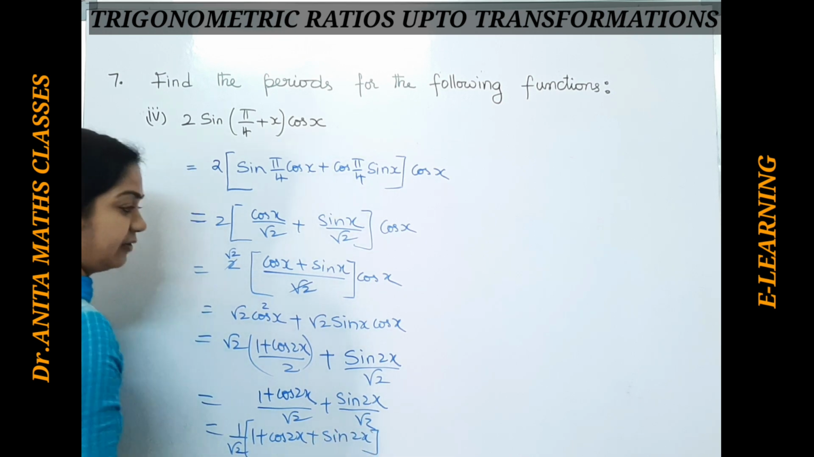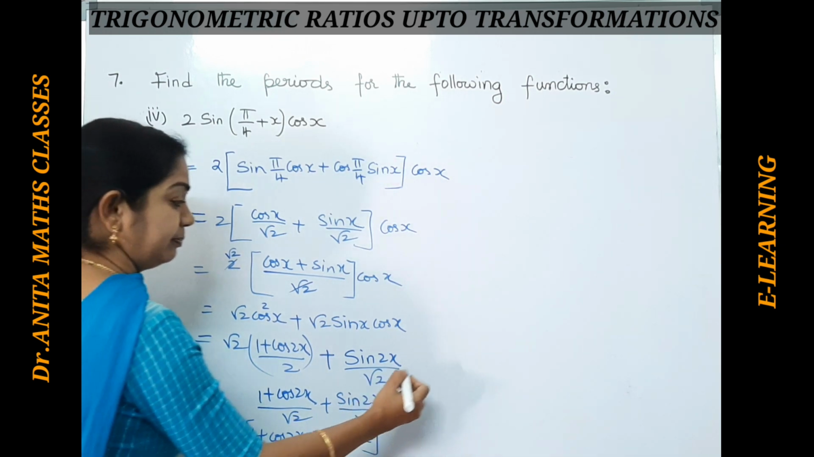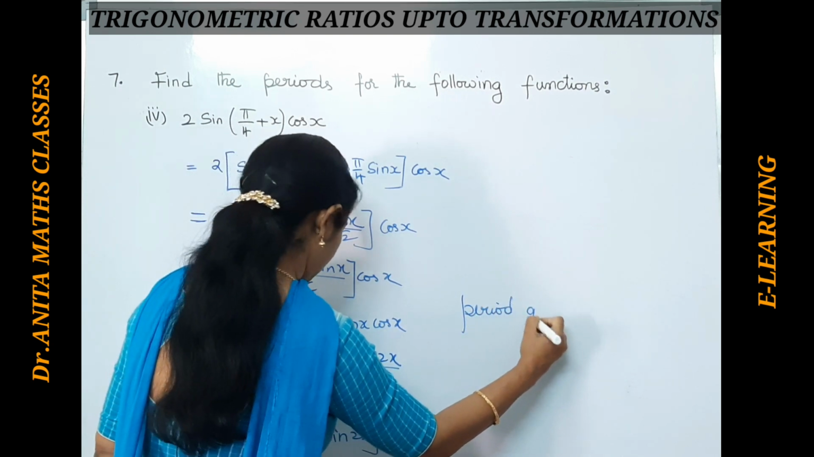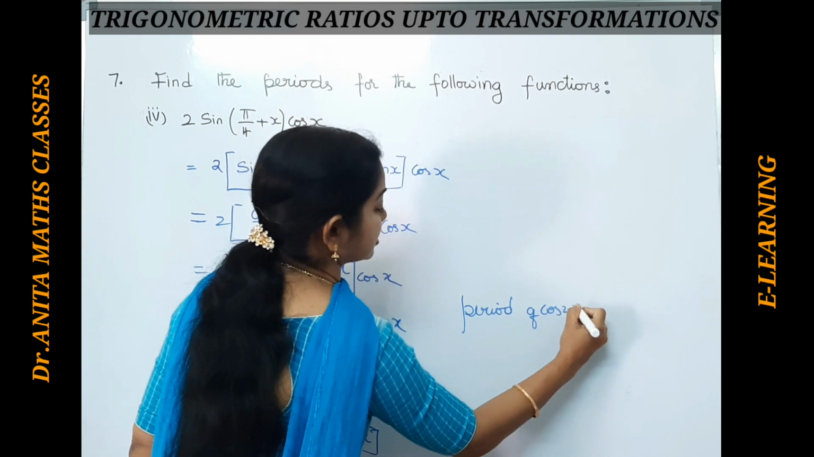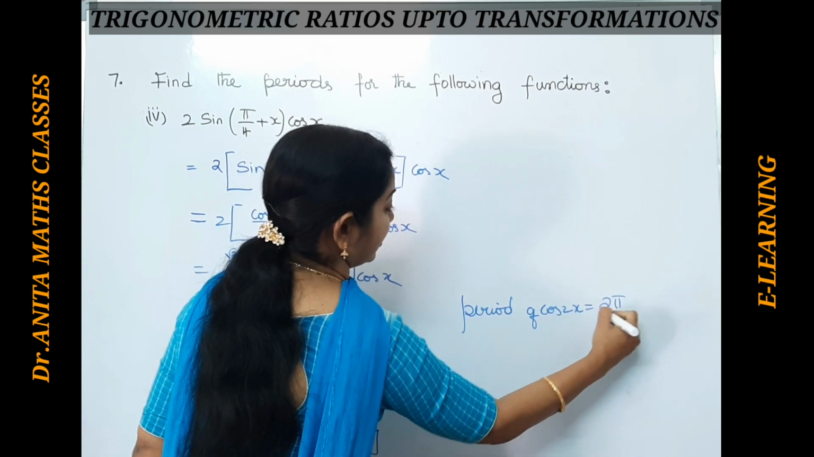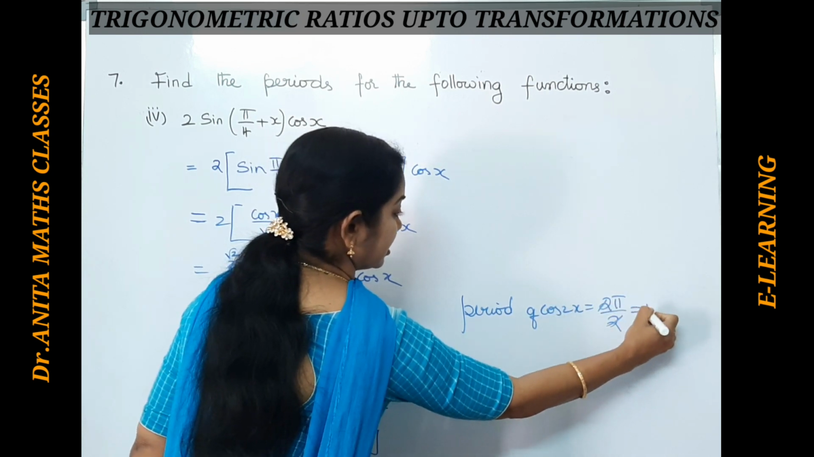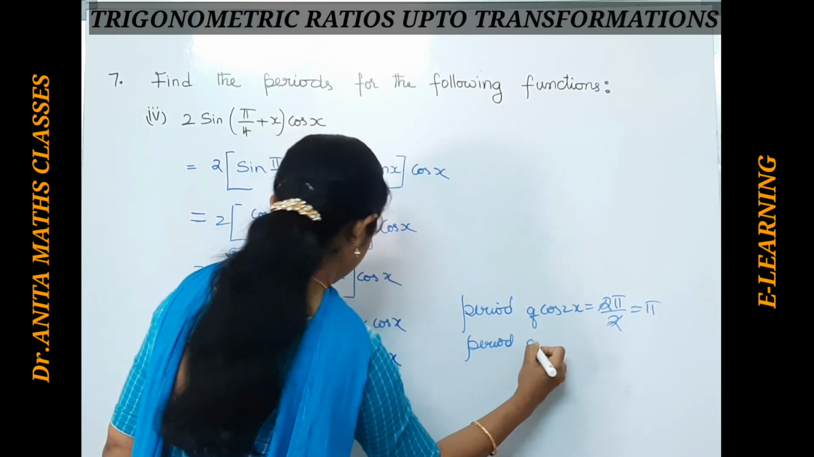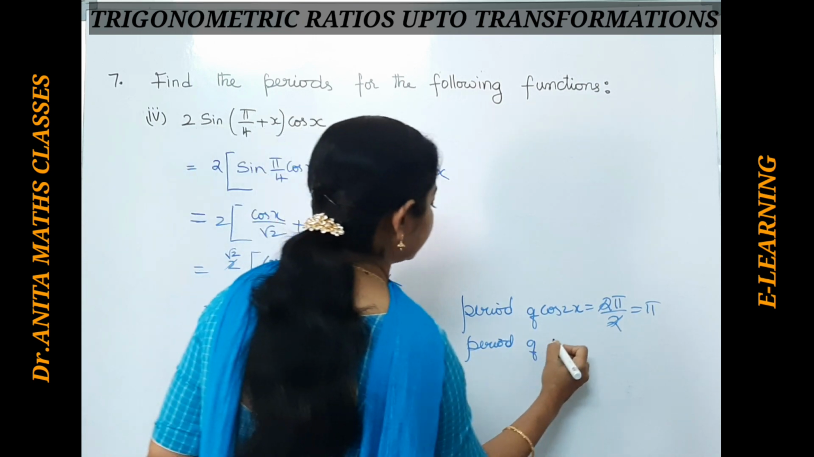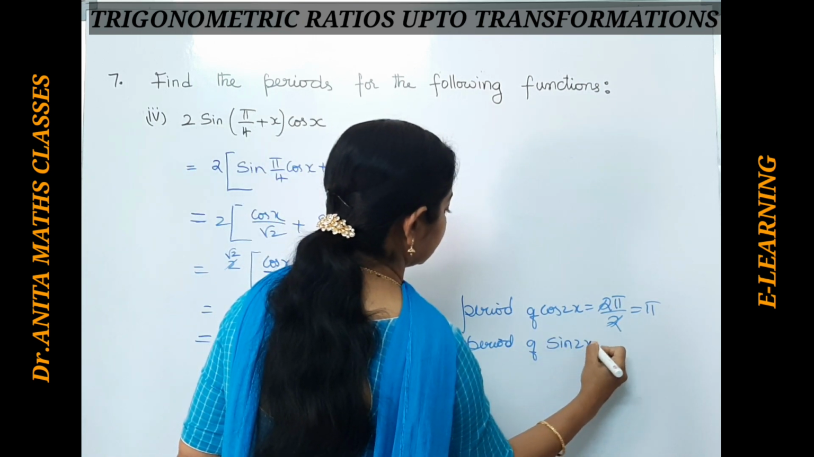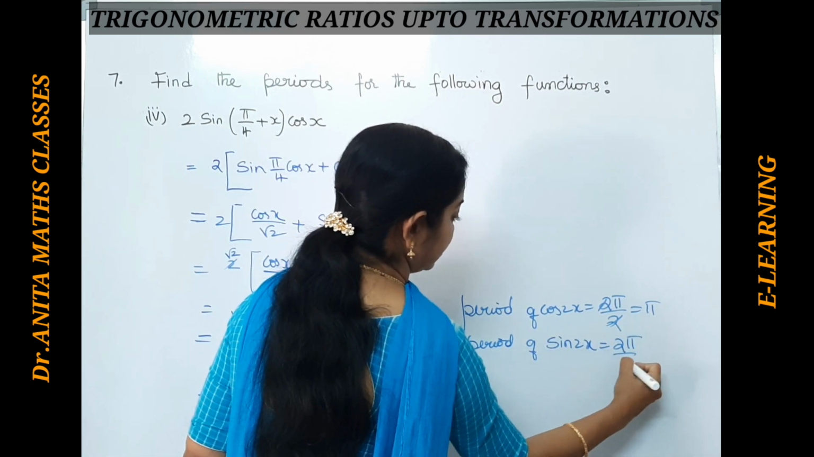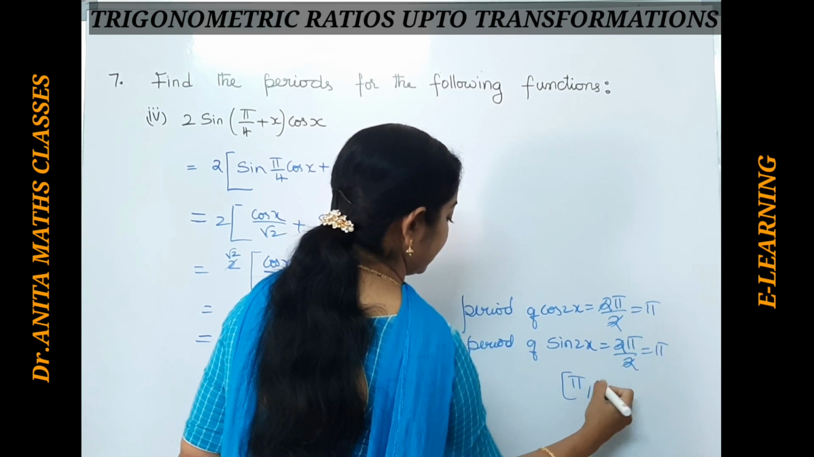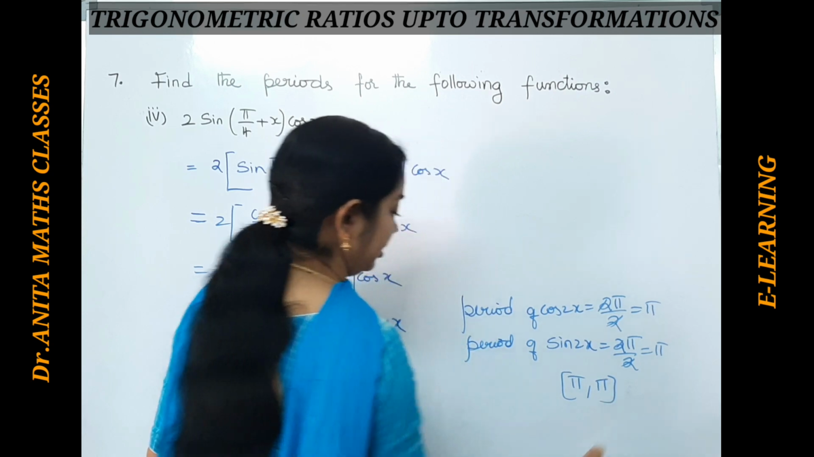Right. Here we have to find the period. Now the period of cos 2x is 2 pi by k, where k is 2, so 2 gets cancelled, so pi. The same way, the period of sin 2x is 2 pi upon 2, that comes to pi. So the period is pi. If you take the LCM also, you get the pi value.